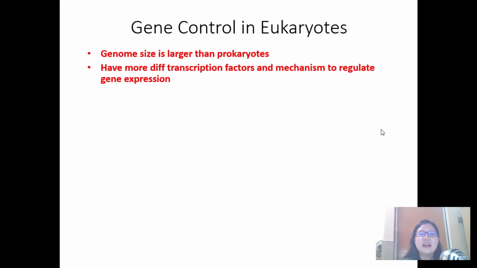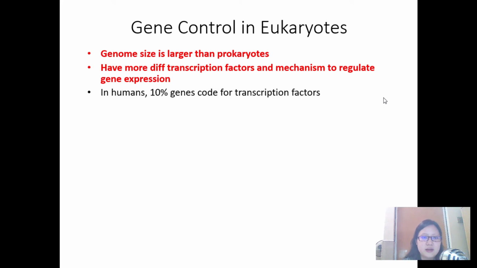We saw the example of the lac operon, what happens when there is lactose and what happens when there is no lactose. What about in eukaryotes? Now, eukaryotes are a bit nuts, all right? They have a genome size a lot larger than prokaryotes, and they have more different transcription factors and mechanisms to regulate gene expression. Just now was a very simple mechanism. In eukaryotes, it's very complicated, and honestly, if you go into your degree, you realize that we haven't figured it all out. 10% of our genes code for transcription factors, by the way.